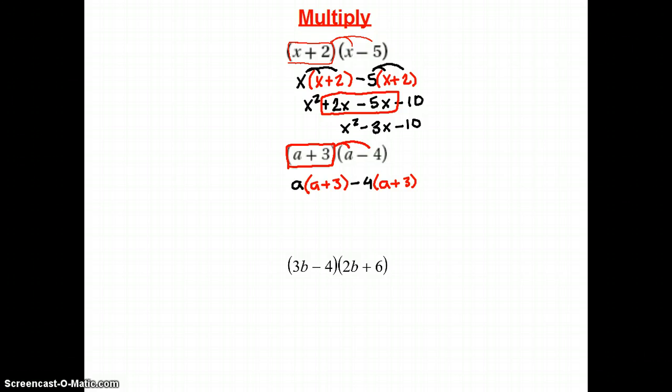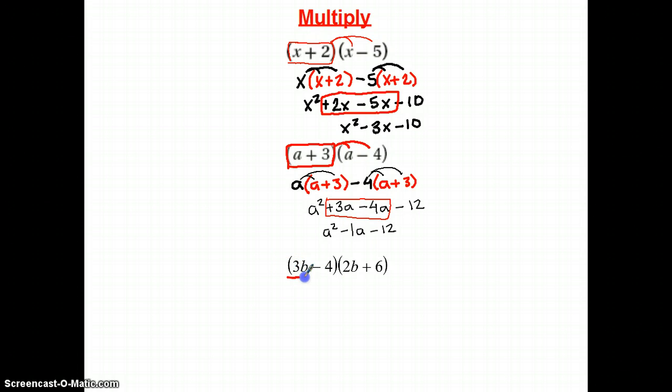Now I go one step further and distribute the a on the outside of this first set of parentheses to get a squared plus 3a. And I also distribute the negative 4 from the second set of parentheses to get minus 4a minus 12. From here, I see two like terms in the middle, so I combine those two by adding their coefficients. I have a squared. 3 minus 4 gives me negative 1a minus 12. And that is your final form.